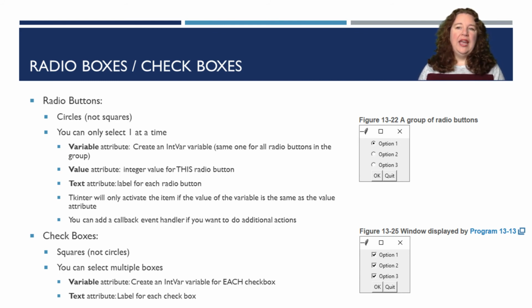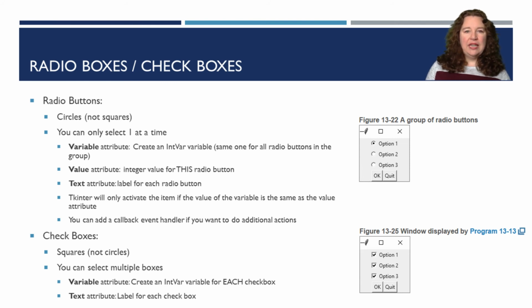There are 3 attributes that go along with them. The variable attribute, you're going to use that IntVar, kind of like a StringVar, but it's an integer, to figure out what value you're going to use to pick one of these 3. You're going to have the value of each, so I could have option 1 is equal to 1, option 2 is equal to 2, and option 3 is equal to 3. And then a text attribute that is going to be the label.